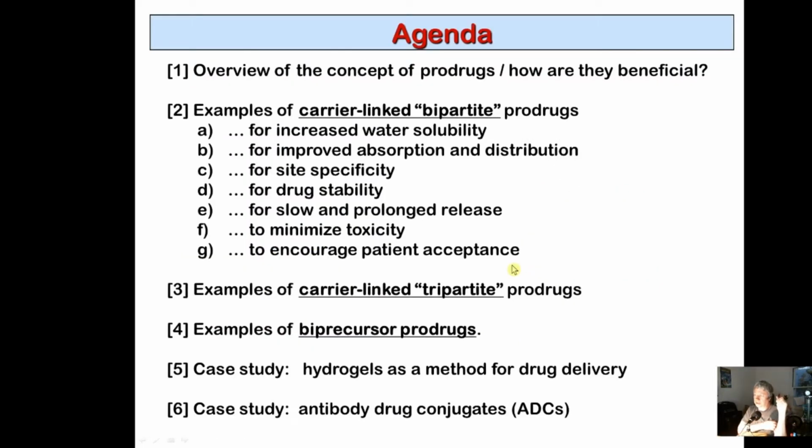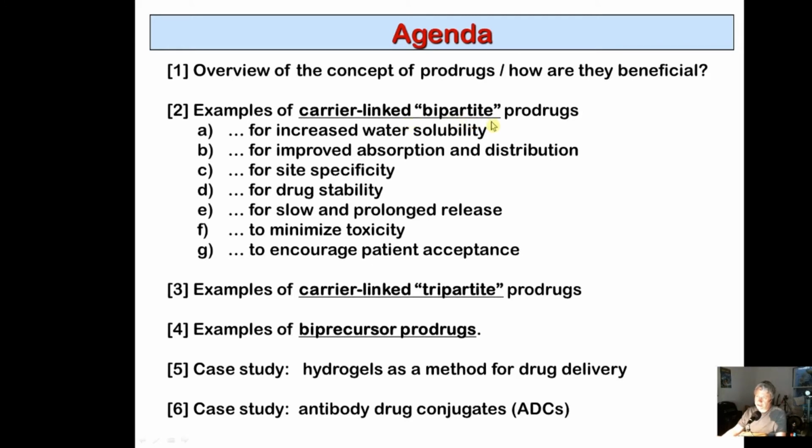Okay, so these are the things we're going to talk about in the course of the next couple lectures. First, an overview of the concept of prodrugs. How are they beneficial? Why do we use prodrugs? Then we're going to get into some examples of something called a carrier-linked bipartite prodrug. So we'll explain what that is.